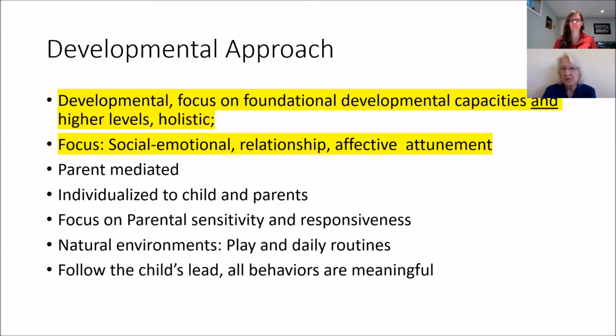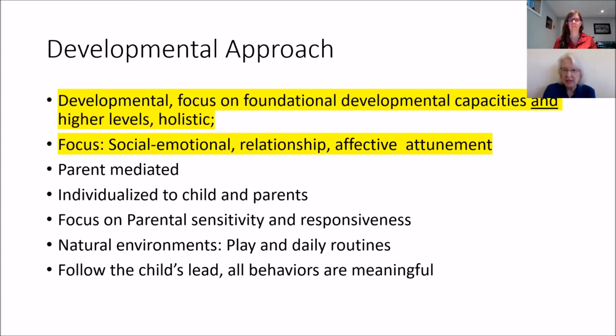So we keep those foundations of warmth and engagement even as we work towards higher levels. And in particular, you'll see as we look at some of the research that the focus is so strongly on relationship, on social and emotional development, and on that affective attunement. And as it says here, we work with the parents. It's very much individualized, not just to the characteristics of the child, but also to the characteristics of the parent and the parent-child relationship.